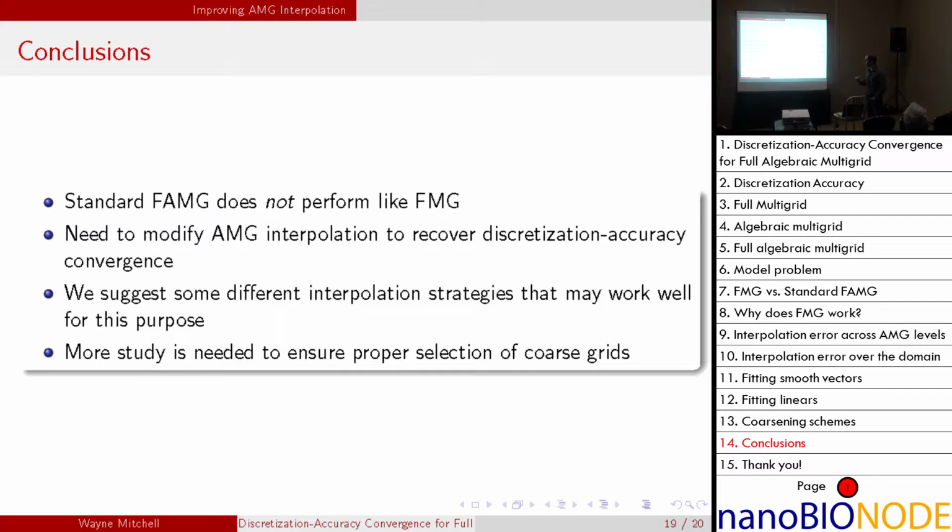And one thing that we didn't touch on too much is selection of coarse grids. That's something we'd like to look at in the future for how to make sure we select these things in a way that also ensures nice properties for interpolation error. And that's it.